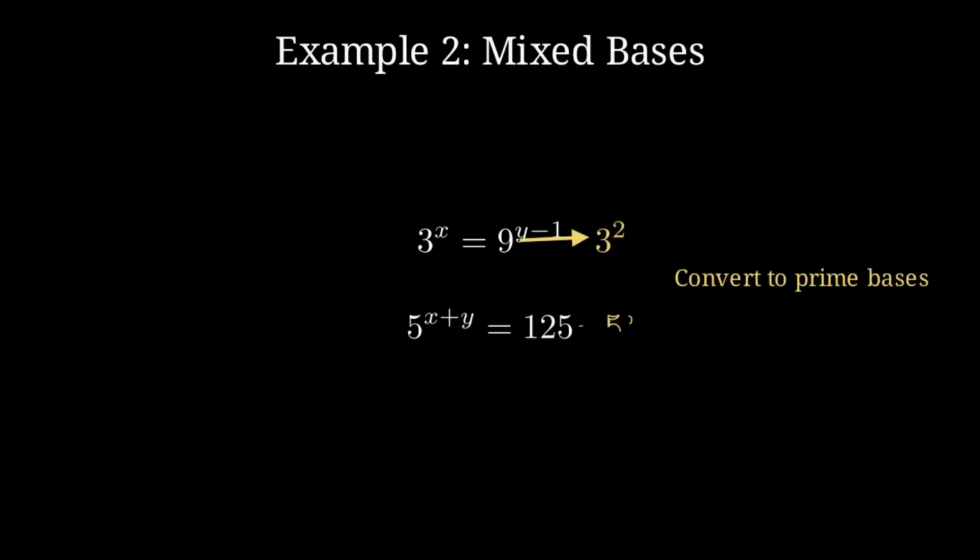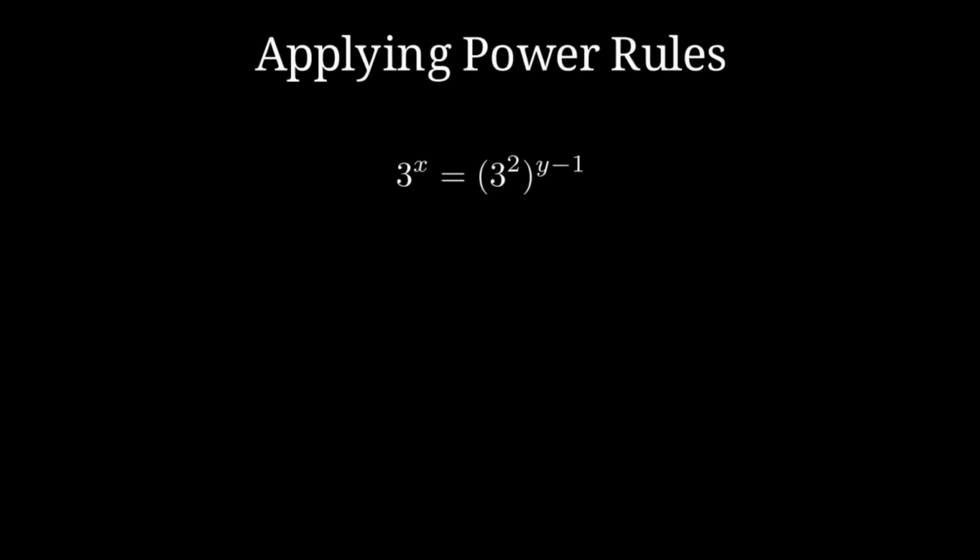In this second example, the bases look different at first glance. However, 9 is a power of 3, and 125 is a power of 5. We will normalize each equation to its own prime base. For the first equation, we distribute the exponent of 2 across the y minus 1, resulting in 2y minus 2. For the second, we recognize 5 cubed.